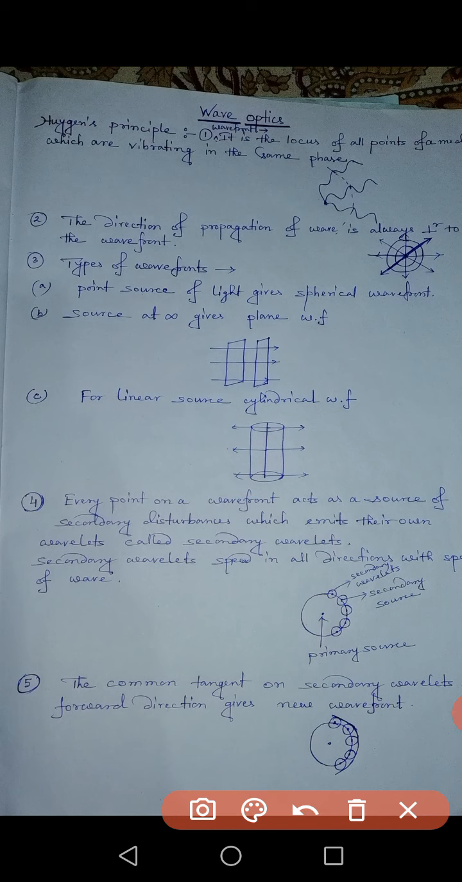Then points number 4 and 5, very important ones. Every point on a wavefront acts as a source of secondary disturbance which emits its own wavelets, called secondary wavelets. Secondary wavelets spread in all directions with the speed of the wave. So what is mentioned in point number 4? Every point on a wavefront acts as a secondary source.